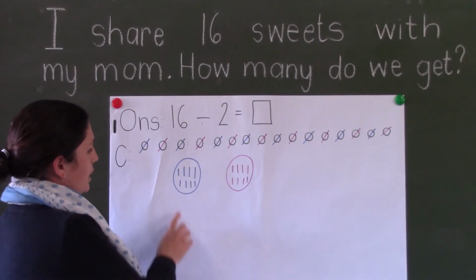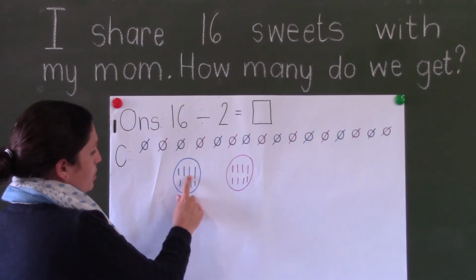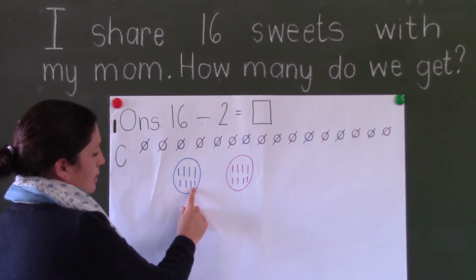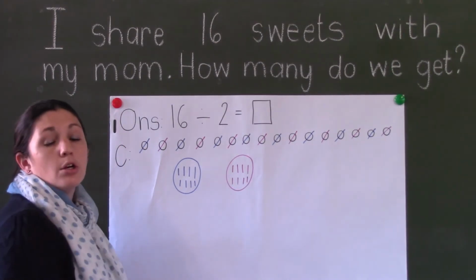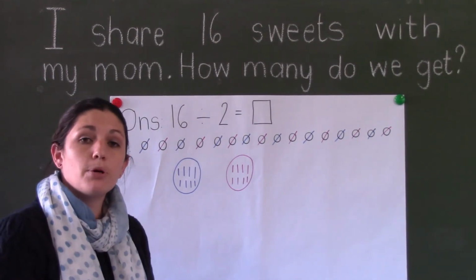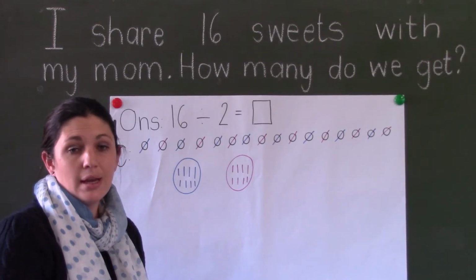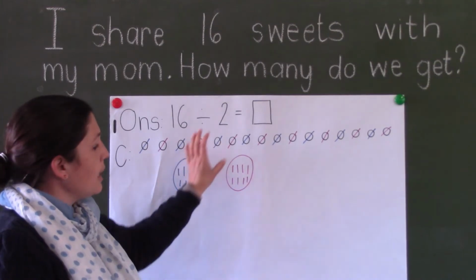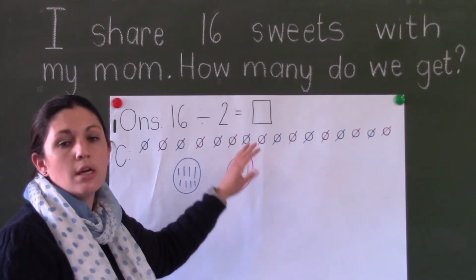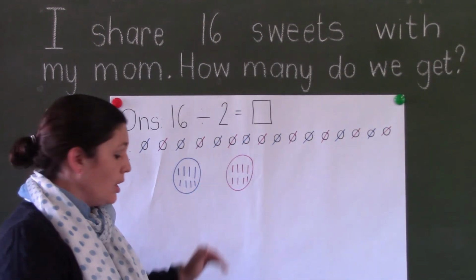Next thing that we can check, let's count. 1, 2, 3, 4, 5, 6, 7, 8. 1, 2, 3, 4, 5, 6, 7, 8. The golden rule to sharing is that every person has to get the same amount. Otherwise it is not fair. So the blue group has got 8 sweets and the pink group has got 8 sweets. So we know that they are equal.